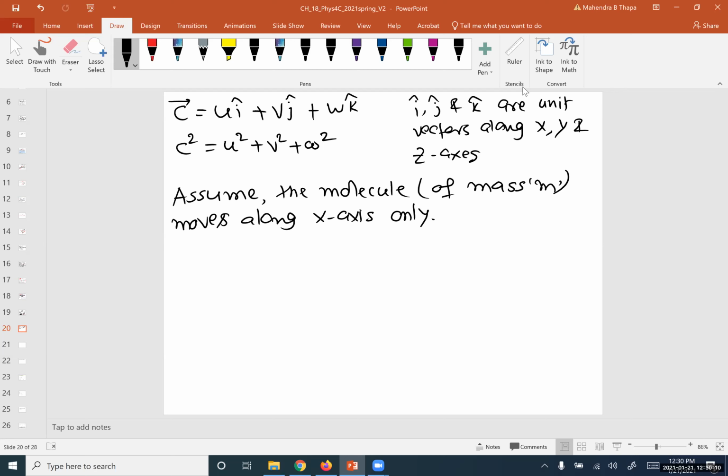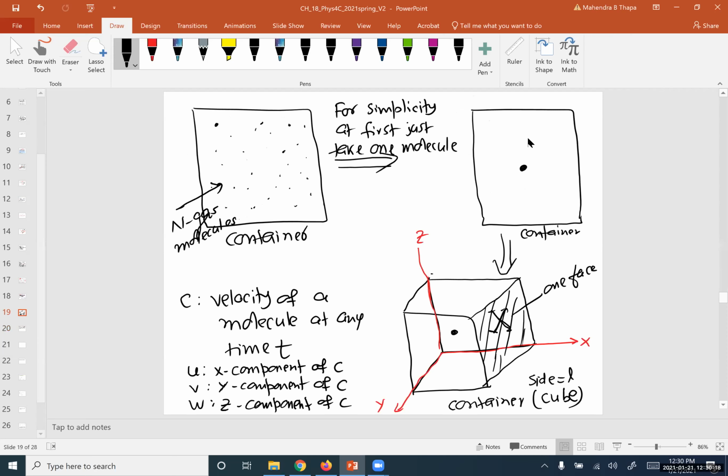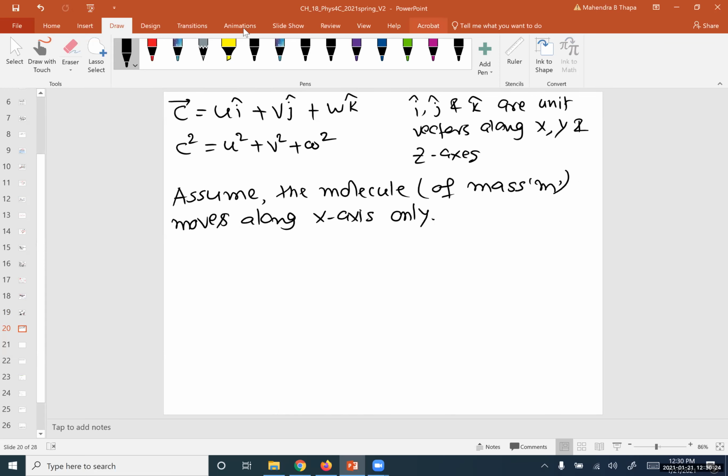Okay, so if the molecule is only moving along the x-axis, then we can see the picture over here. It will travel parallel to the x-axis. This means it could go along the x-axis with a speed u, hit the wall and bounce back with a velocity minus u, because of your coordinate system. We say that the collision is elastic, so the speed will not change.